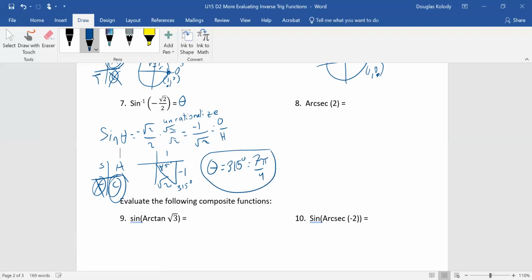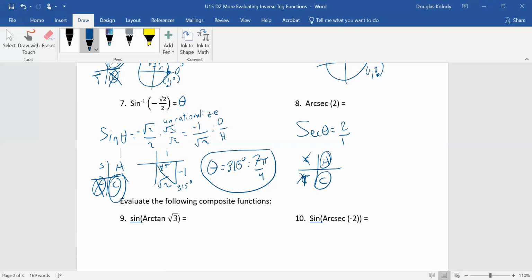Good. Last but not least, where would the secant of theta equal 2 over 1? Okay. Where is secant positive? Secant is positive where cosine is positive. All students take calculus. So where's cosine positive? Cosine is positive in 1 and 4. Remember, secant and cosine are reciprocals. So these two are automatically out.